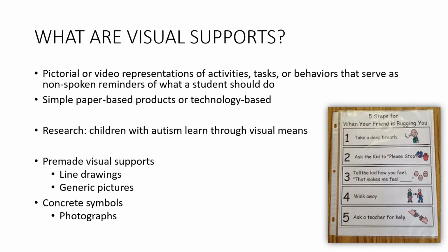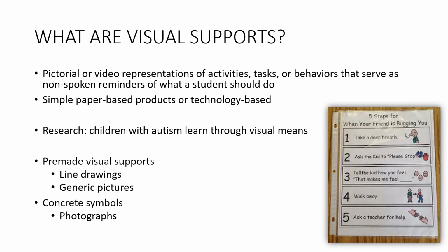Research shows children with autism learn through visual means. So there are pre-made visual supports such as line drawings or generic pictures, or there are concrete symbols, which are actually photographs of things that are going on. In this image on the slide, you see 5 steps for when your friend is bugging you. Number 1 says take a deep breath. And there's also a little cartoon character, basically a line drawing of a character breathing.